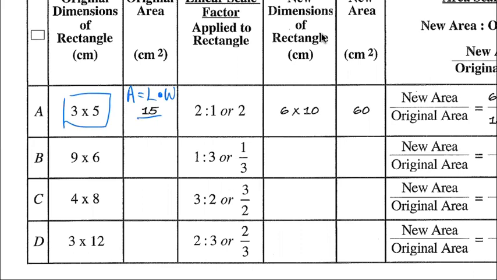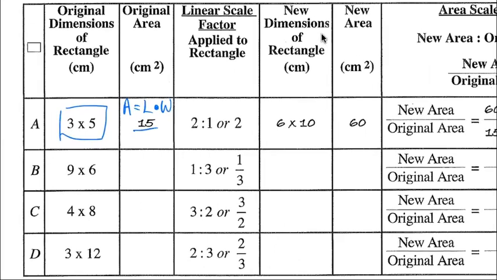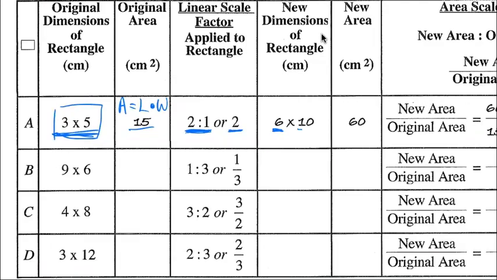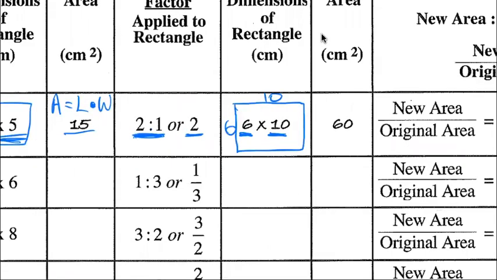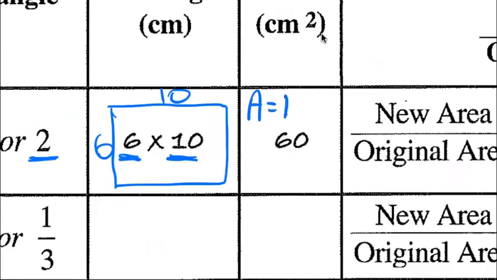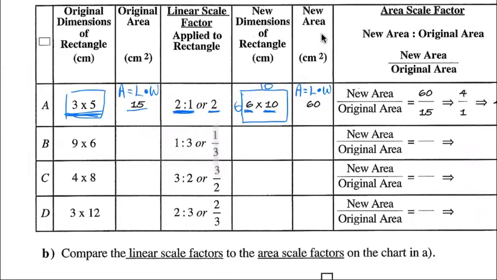If we apply a linear scale factor to these dimensions, our 3 by 5 dimensions, if we apply a 2-to-1 ratio scale factor, or 2, then 3 times 2 gives us 6, and 5 times 2 gives us 10. That gives us our new length and new width, so our new figure is 6 by 10. And then again, if we calculate the area of our new figure, length times width, 6 times 10 is 60.